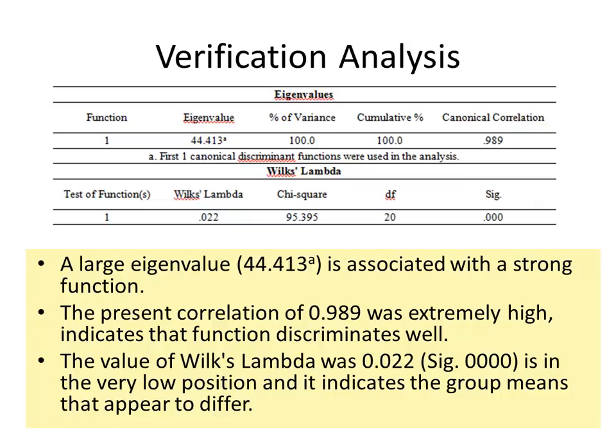The associated significance values indicate whether the difference is significant. In this study, the value of Wilks' lambda was 0.022 with a significance level of 0. The conclusion was that in this study, the value of Wilks' lambda was at a very low position, and it indicates that the group means appear to differ.